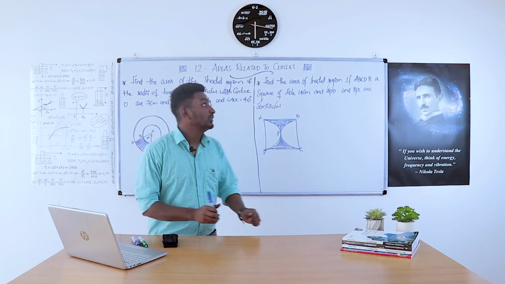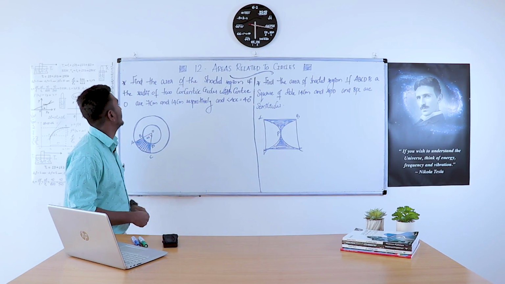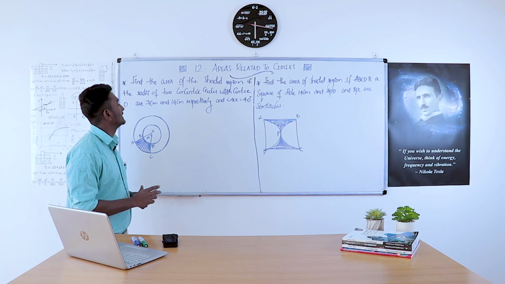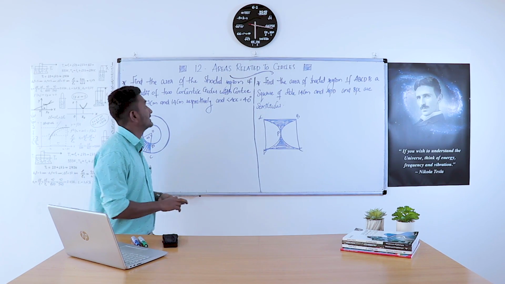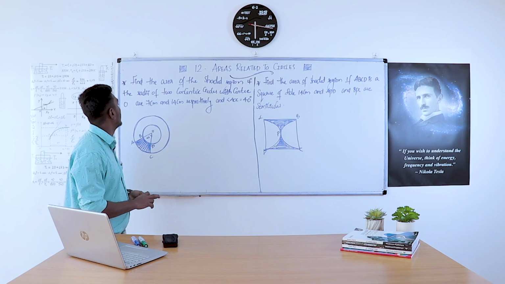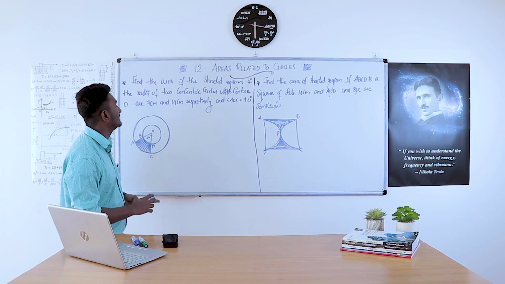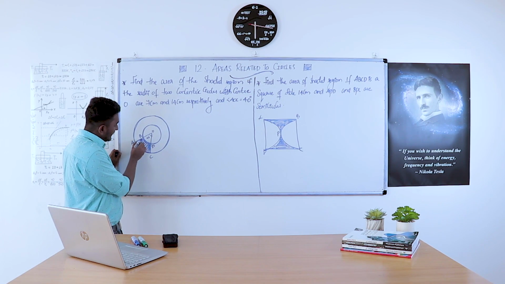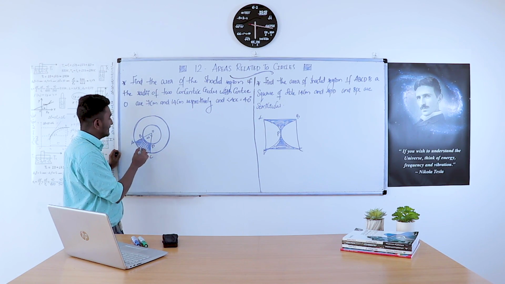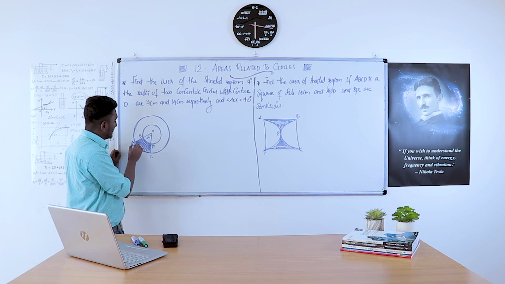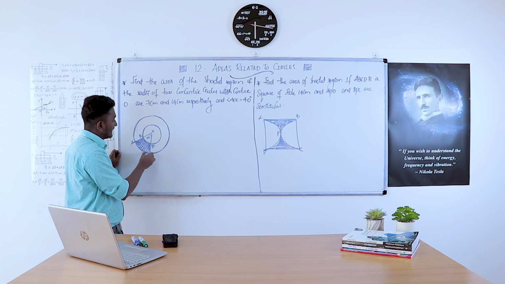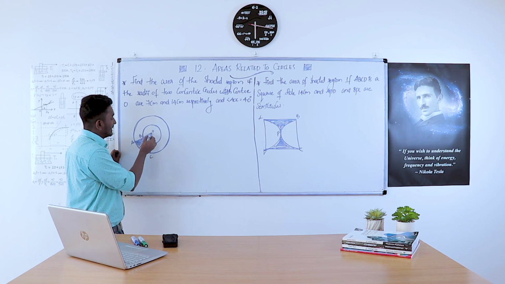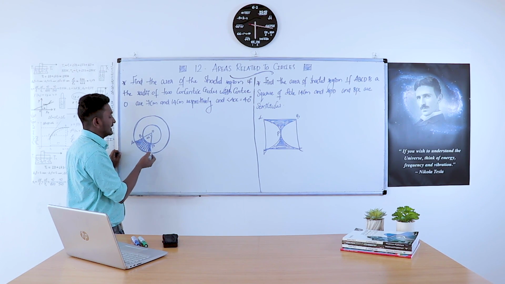That's it. Moving to the next question, find the area of the shaded region if the radii of two concentric circles with center O are 7 centimeter and 14 centimeter respectively, and angle AOC is equal to 40 degrees. Concentric means circles having the same center. We need to find the area of this shaded region. When we consider the larger circle, AOC is the sector. When we consider the smaller circle, BOD is the sector.